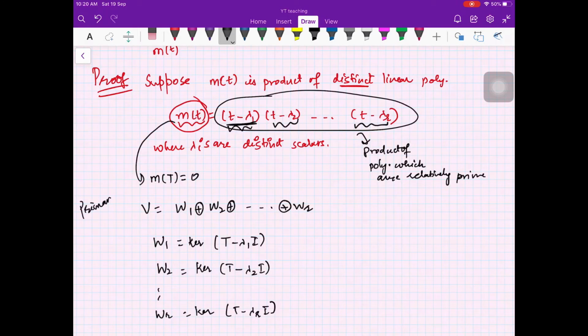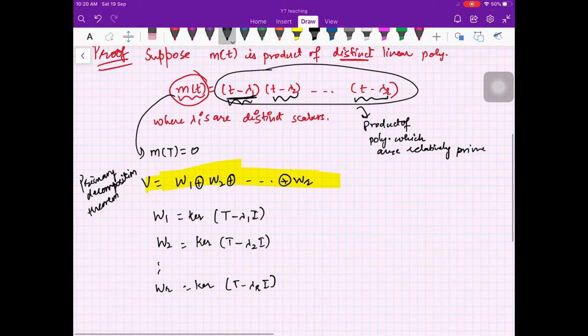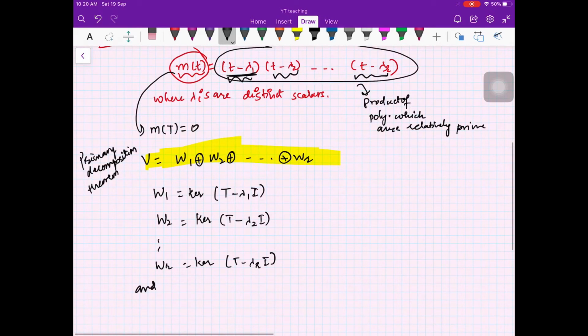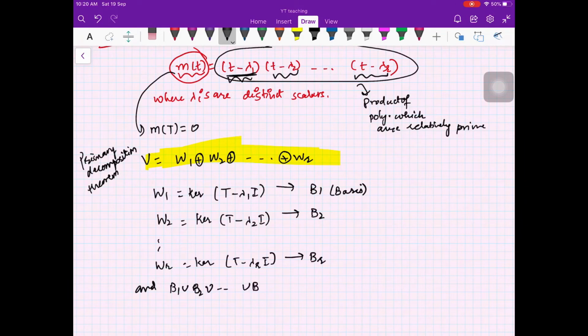Because I told you that we are discussing an application of the primary decomposition theorem, you can say that this statement you are getting is due to the primary decomposition theorem. So you get that V is this, and suppose its basis is B1, B2, up to Br. Then B1 union B2 union up to Br is a basis for V.